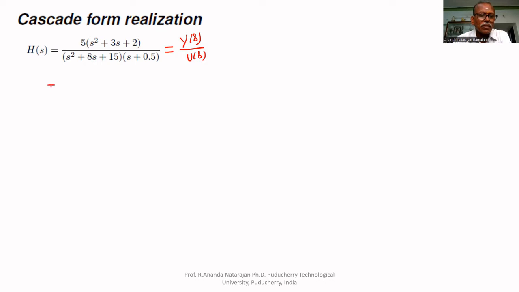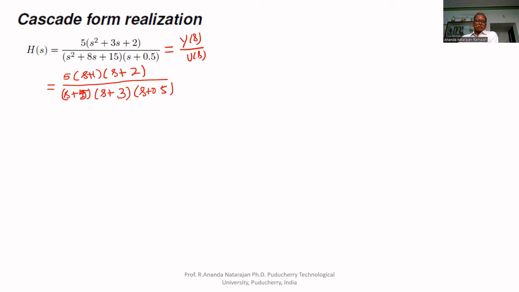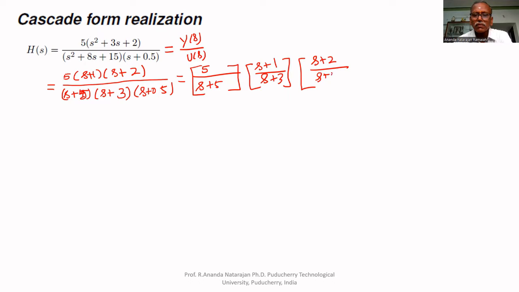In cascade form realization, we have to separate this into so many transfer functions in cascade. That's why we have to factorize further. If you factorize that, what you will get is s plus 1, s plus 2 upon s plus 5, s plus 3 and s plus 0.5. So this way we further factorized this. This can be written as cascade of 3 transfer functions: 5 upon s plus 5, s plus 1 upon s plus 3, s plus 2 upon s plus 0.5.